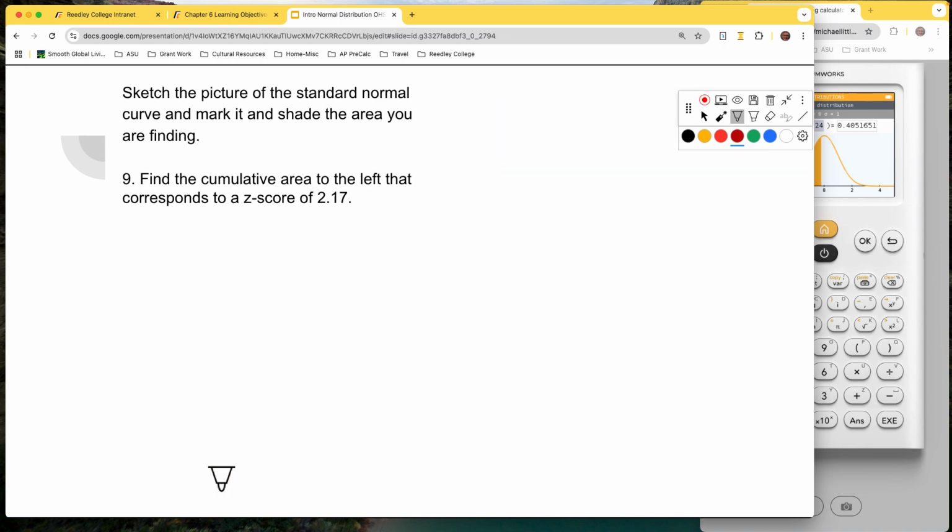All right, so let's look at another one. Here, the cumulative area to the left that corresponds to a z-score of 2.17. So just think, where's 2.17 in regards to the mean? Above or below?